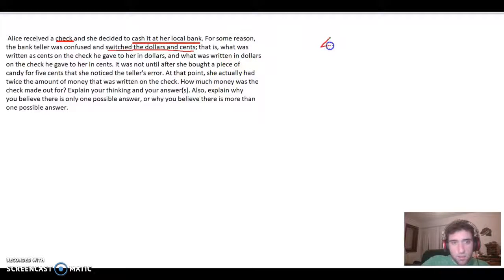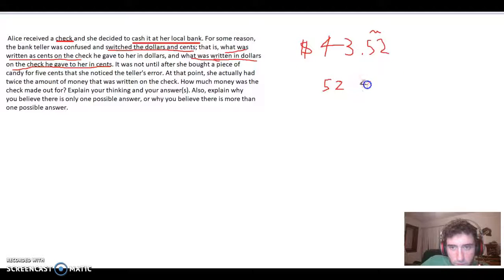So, for instance, if $43.52 was written on the check. And let's go back and read again. What was written as cents on the check? That's this 52. He gave to her in dollars. So he gave her $52 instead of 52 cents. And what was written in dollars on the check he gave to her in cents? So that would be 43.